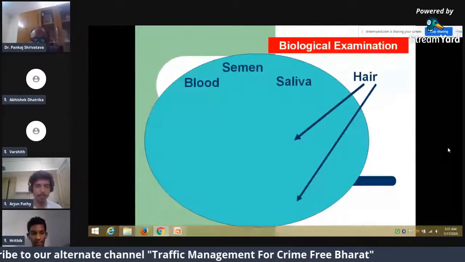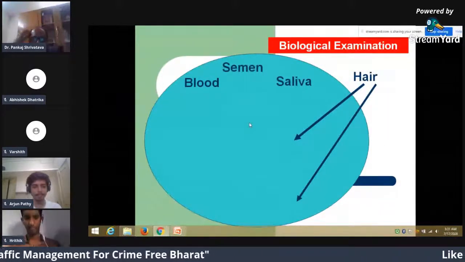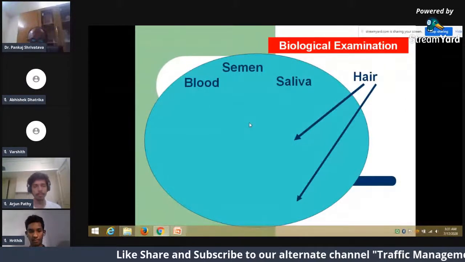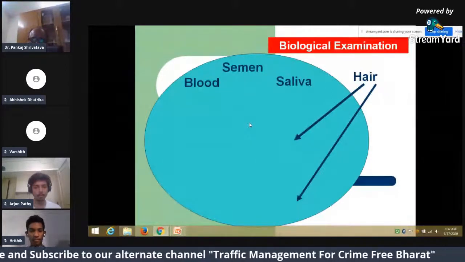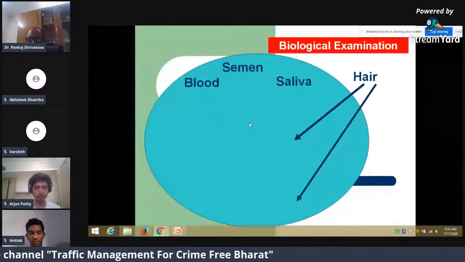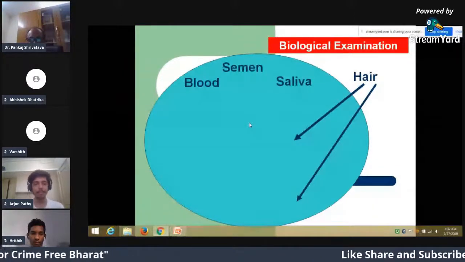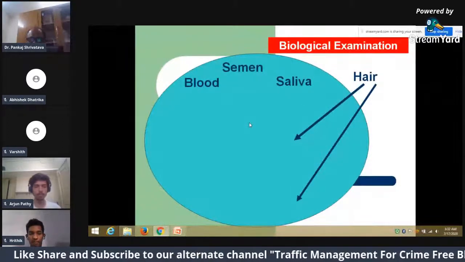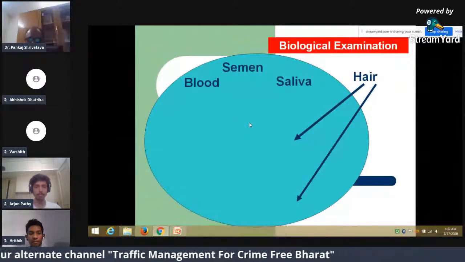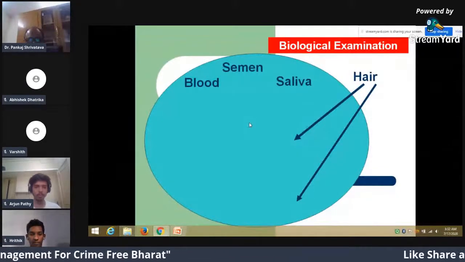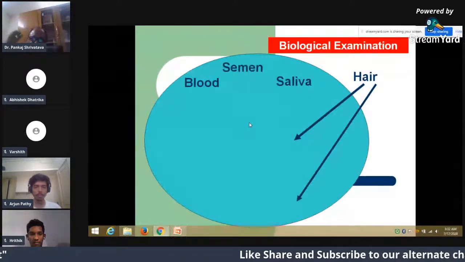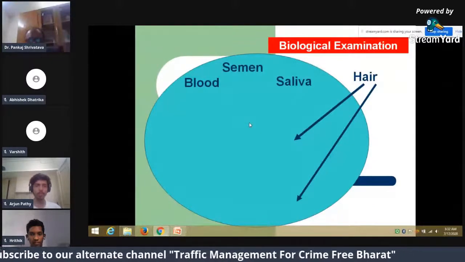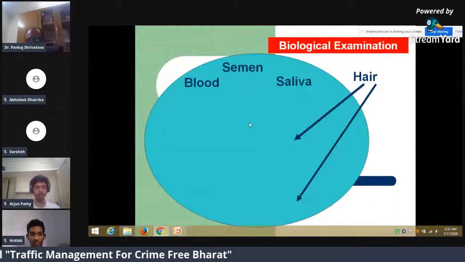Okay, so I started with this slide: why DNA is considered to be the most reliable technology of today. For proving any technology to be better, you need to compare it with the existing technology. If you examine around 100 cases, in more than 50 or 60 percent of cases, biological and serological examination is conducted for the purpose of investigation. I'm showing now what is done in biological or serological examination.